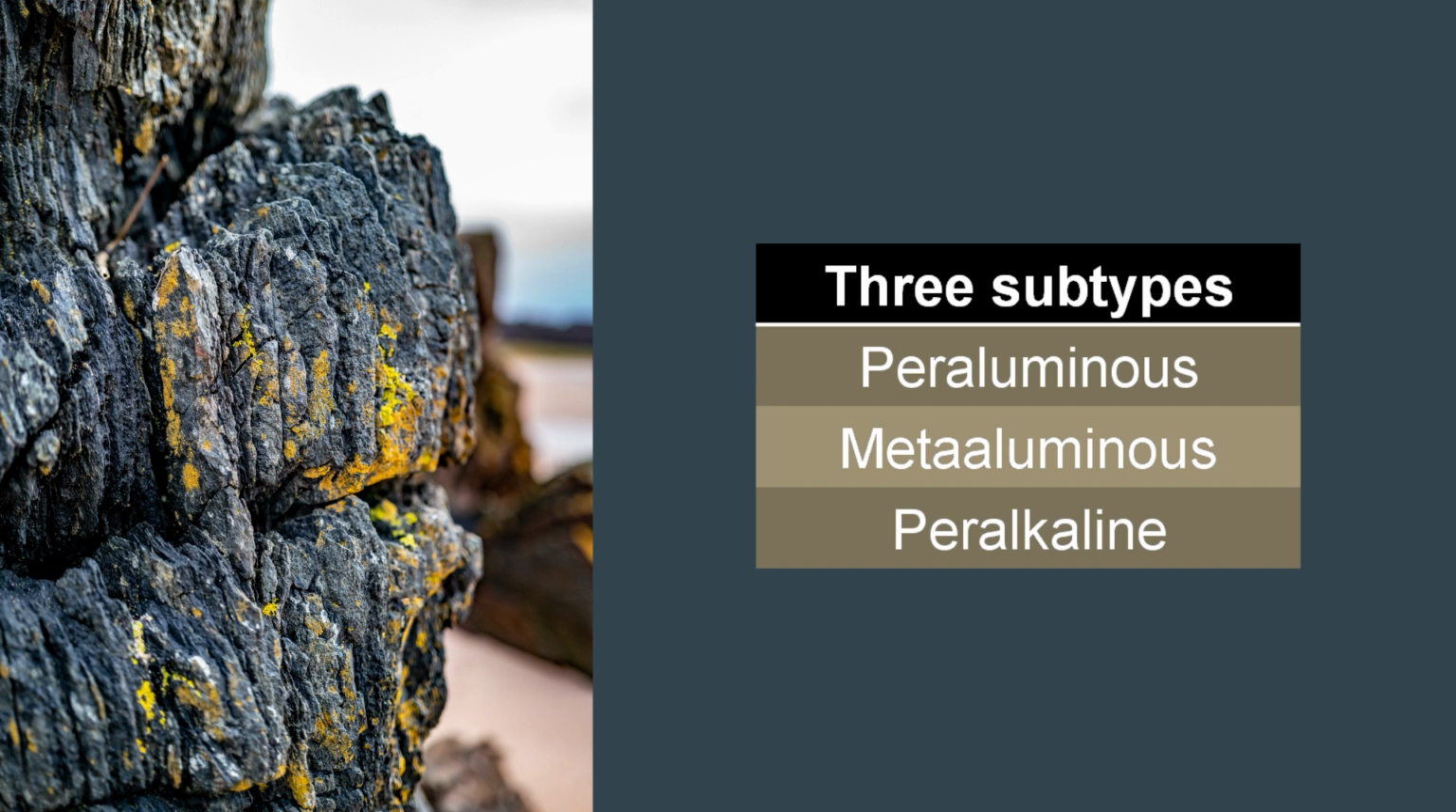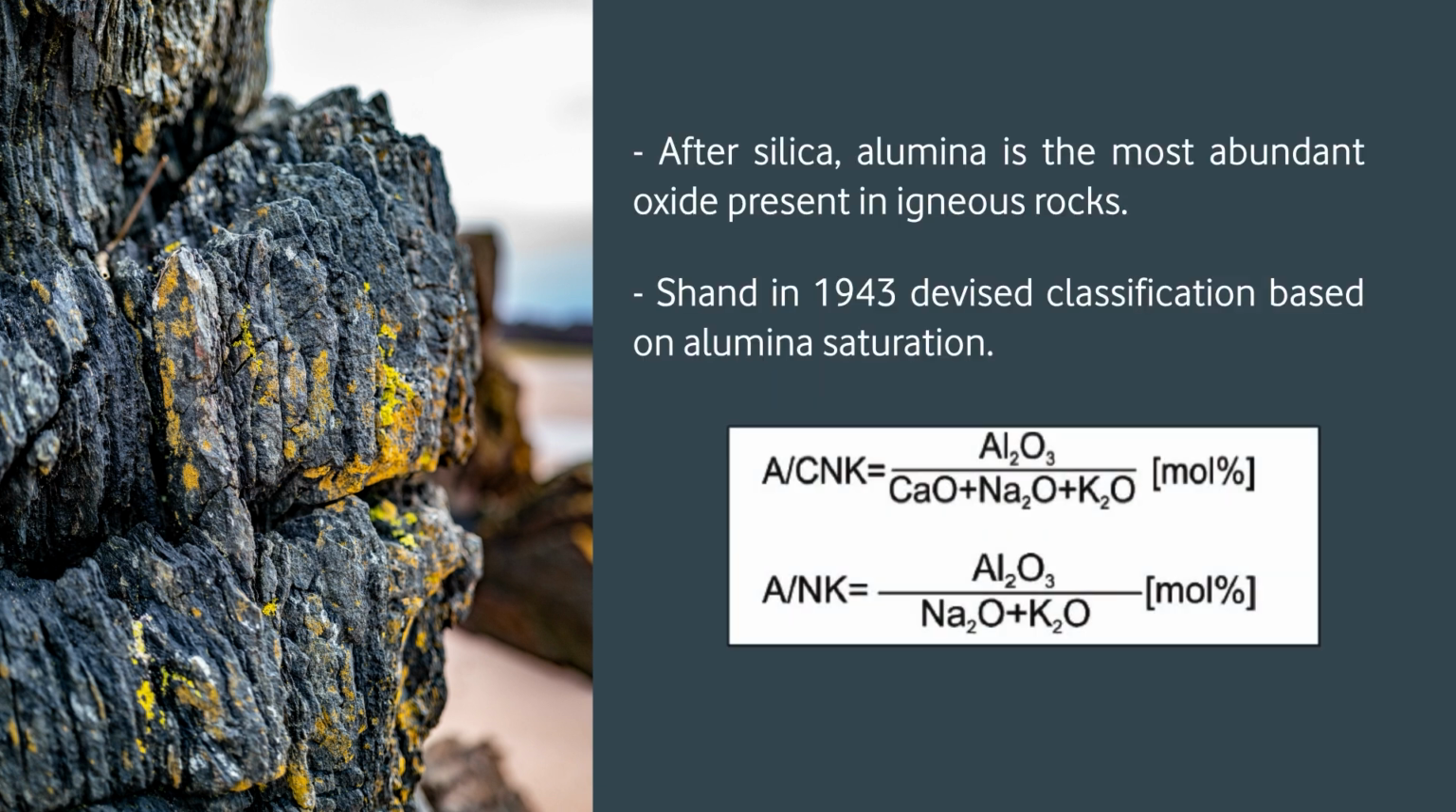There are three subtypes: peraluminous, metaluminous and peralkaline, where we have these formulas involving A by CNK and A by NK. These values have to be determined for this classification. A by CNK is the amount of alumina present divided by the total amount of calcium oxide, sodium oxide and potassium oxide, calculated in mole percentage. Then we have the A by NK value, which is the Al2O3 mole percent in the rock divided by the total Na2O plus K2O mole percent.